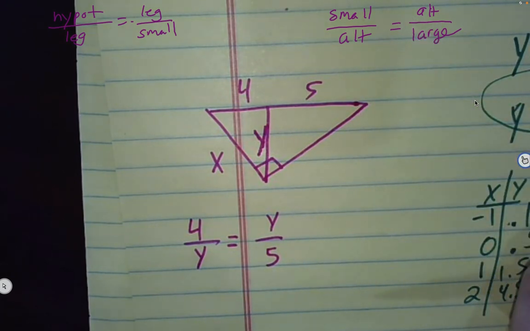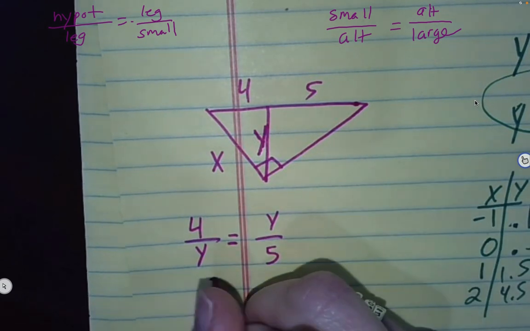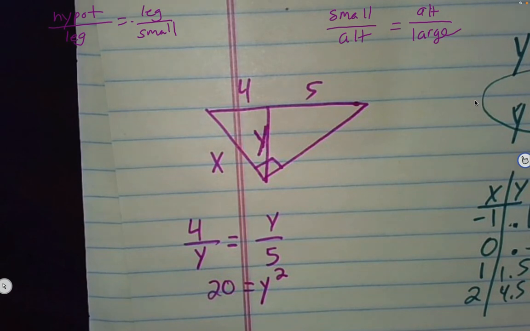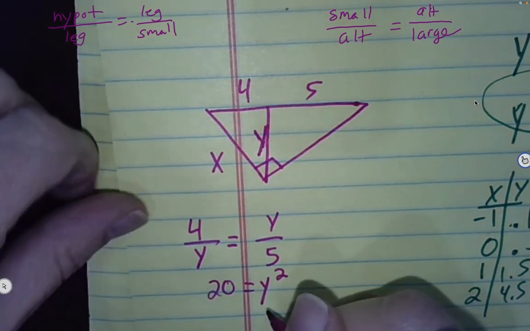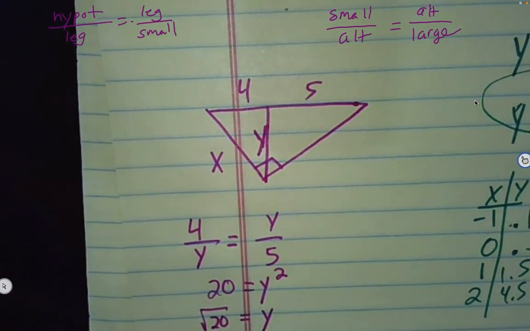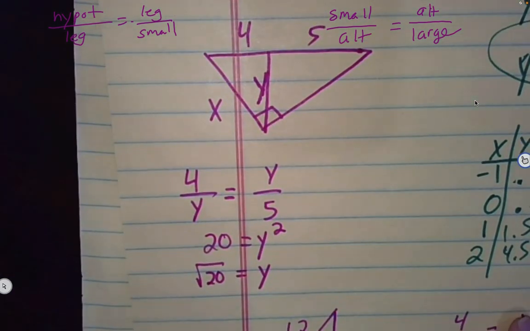Now, what would I do? I would cross multiply. 4 times 5 equals 20 equals y squared. Is everybody good with that so far? Make sure you're paying attention. Then what? We're going to square root it, and no, it's not a perfect square. But now, if you stopped there, fine. But if you can, keep going.